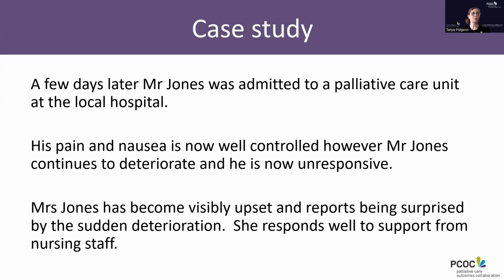A few days later, Mr. Jones was admitted to a palliative care unit at the local hospital. His pain and nausea is now well controlled. However, Mr. Jones continues to decline and he is now unresponsive. Mrs. Jones has become visibly upset and reports being surprised by the sudden deterioration. She responds well to support from the nursing staff. Here are some questions to consider. What is the correct phase? And what is the correct palliative care problem severity family score now?